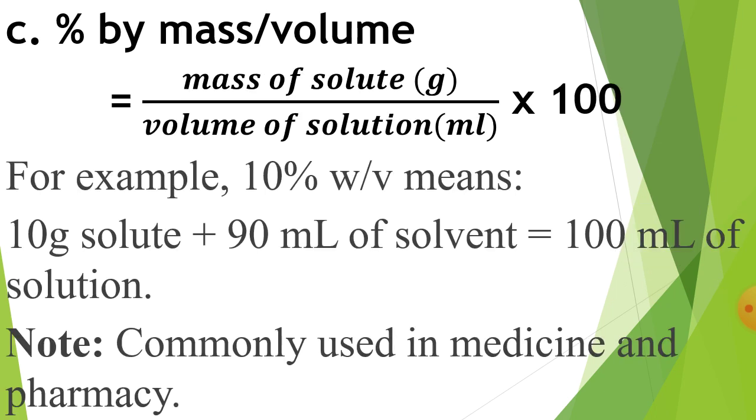Next, percentage by mass by volume. This is equal to mass of solute in gram divided by volume of solution in ml, multiplied by 100. Here is an example: 10% W by V means 10 gram of solute dissolved in 90 ml of water so that the solution is 100 ml. Note, this type of percentage is commonly used in medicine and pharmacy.